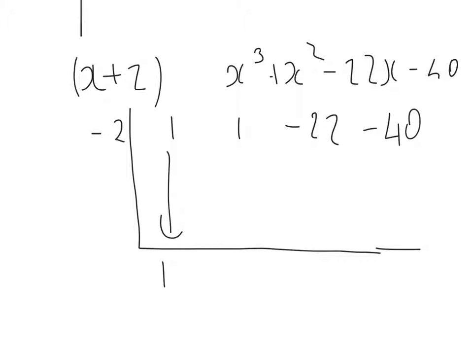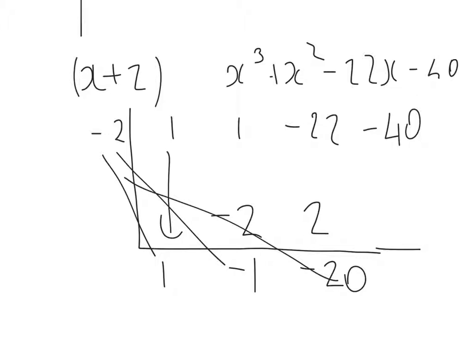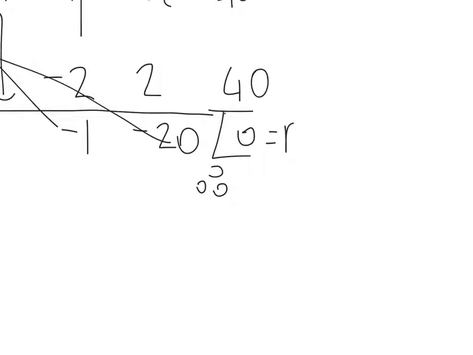So drop the 1 down, multiply by minus 2 is minus 2. 1 minus 2 is minus 1, multiply that by minus 2 is 2. Minus 22 plus 2 is minus 20. Multiply that by minus 2 and that's plus 40. 40 minus 40 is 0. So r equals 0, therefore x plus 2 is a factor.